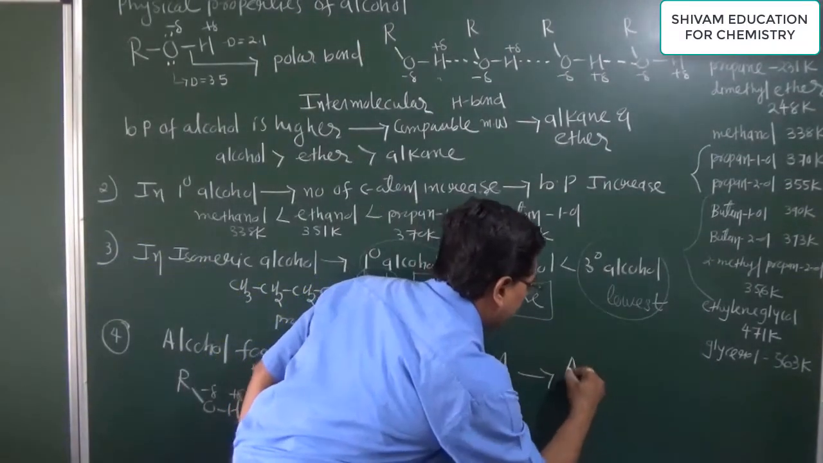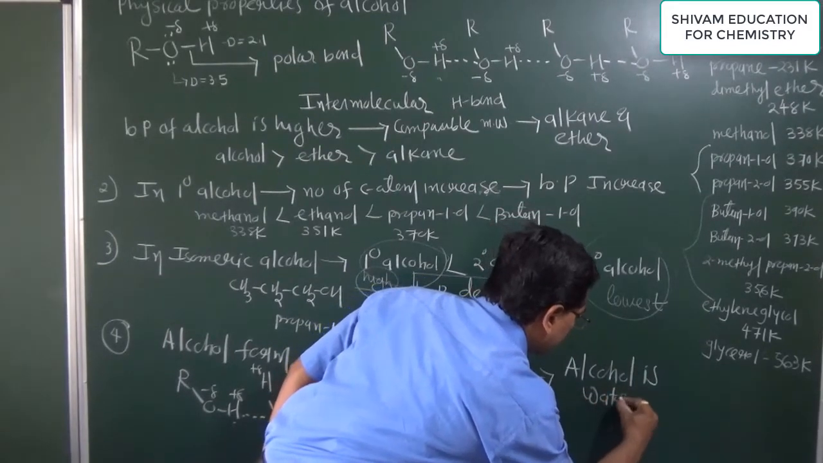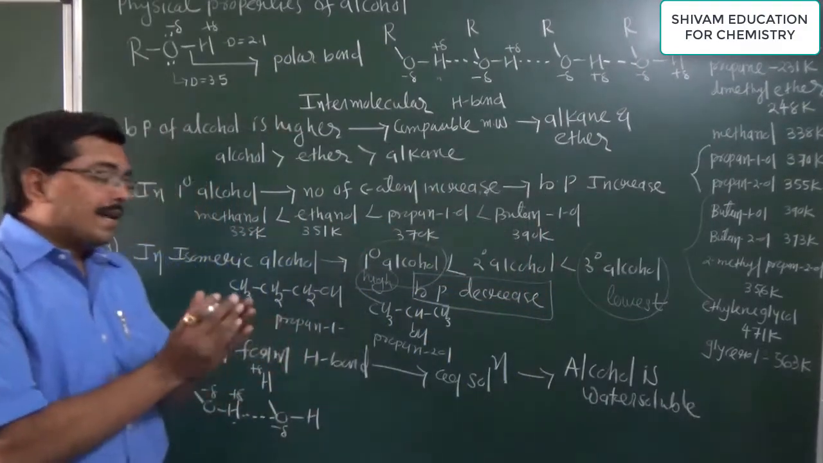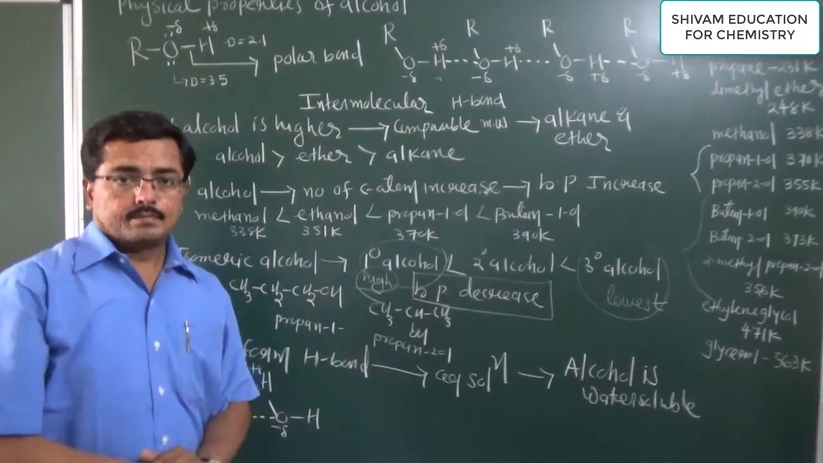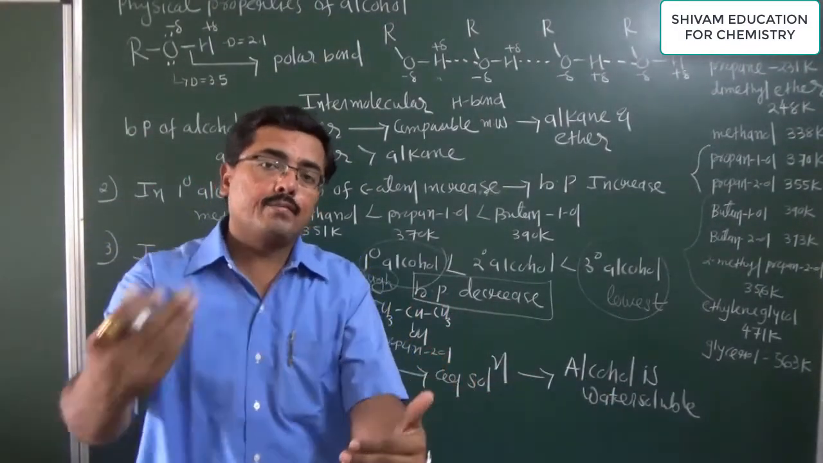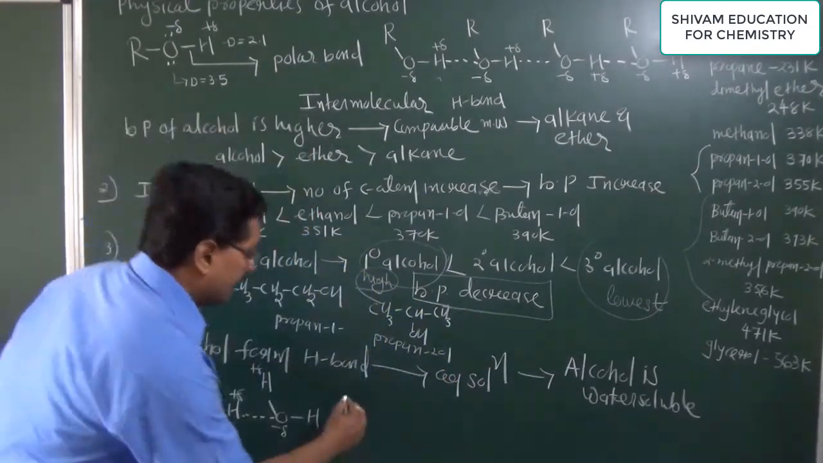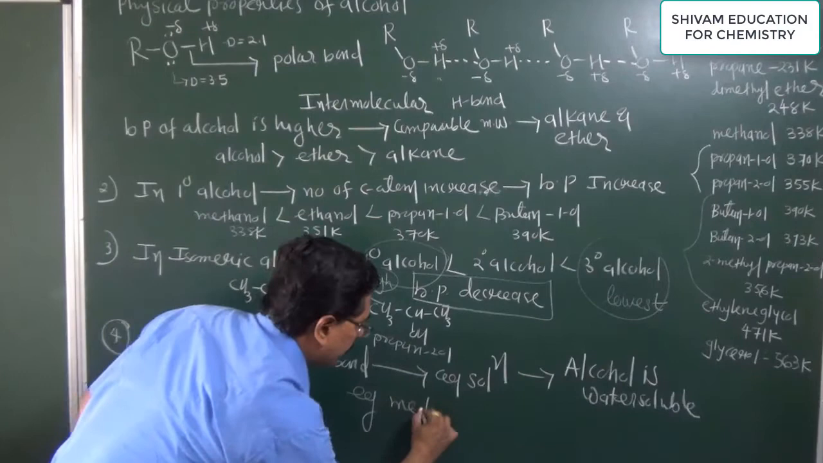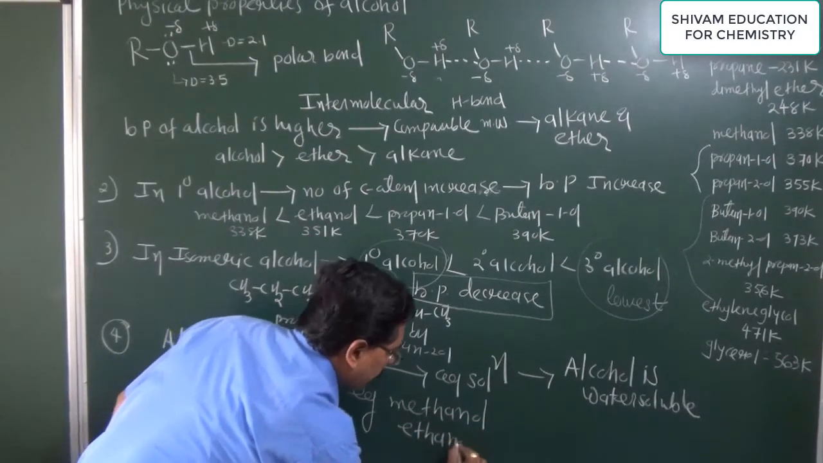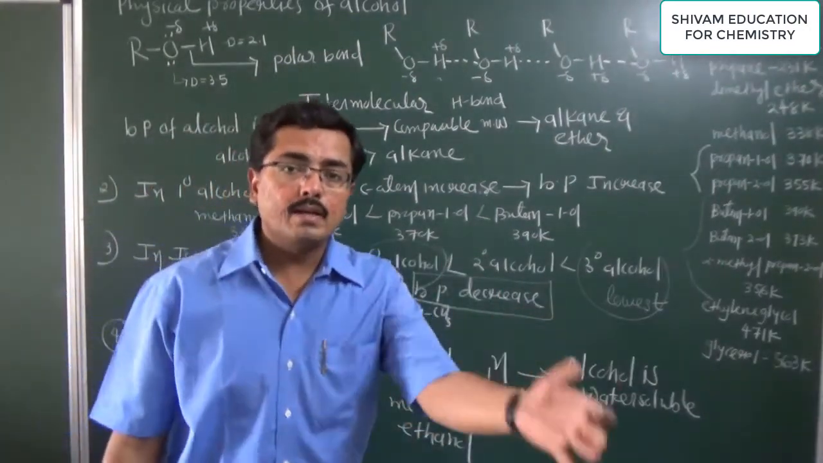So we can write that alcohol is water soluble because it forms a hydrogen bond. Now, as the number of carbon atoms increases, in the hydrocarbon chain, repulsive forces also become effective. So lower molecular mass containing alcohol like methanol and ethanol are highly soluble in water. But as the number of carbon atoms increases, their solubility in water will decrease.